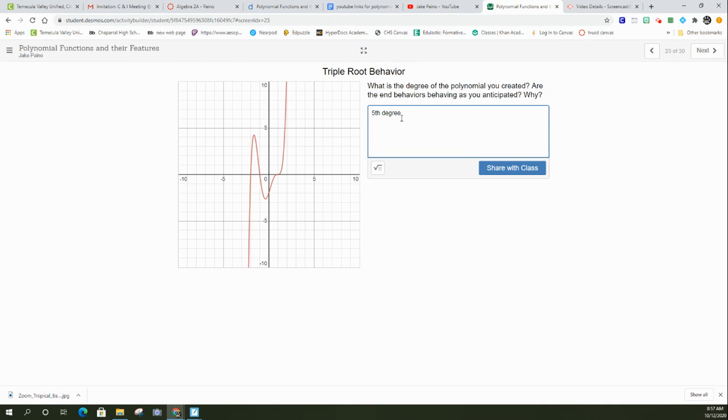And yes, the end behaviors are opposite. It's odd and the end behaviors are opposite.